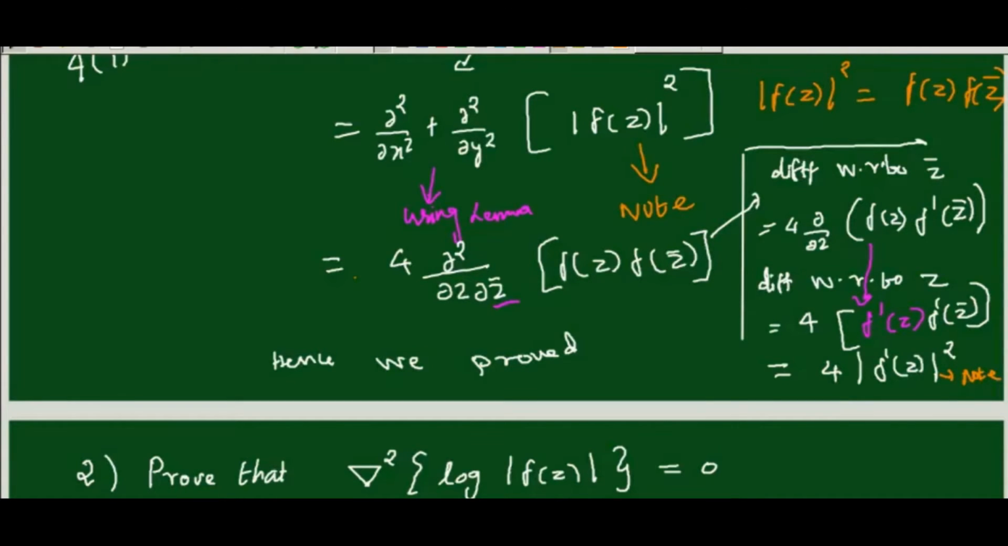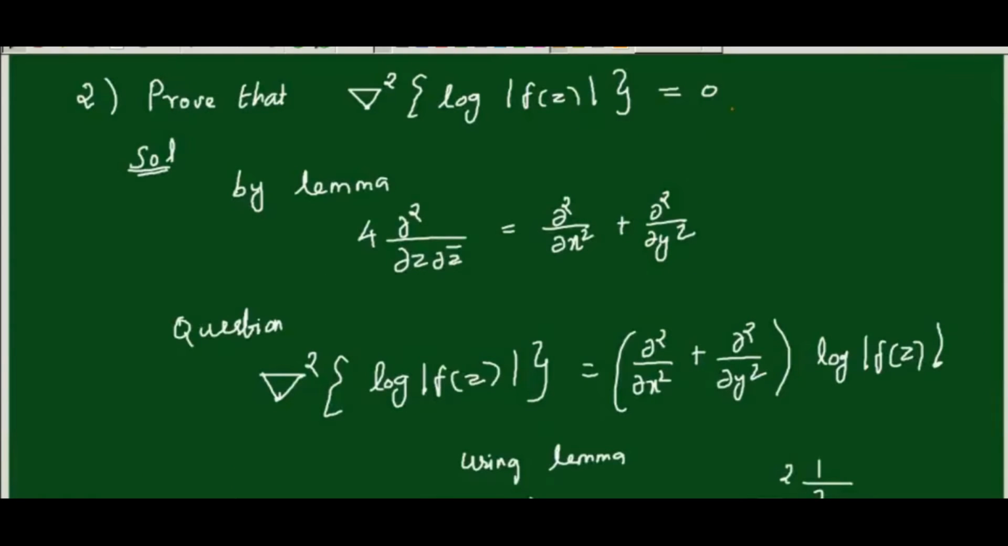Okay. So the next problem: del square of log of modulus f of z, which is equal to 0. So del square is nothing but, we know this lemma. Again, I'm using the same lemma. The lemma says 4 times dou square by dou z dou z bar, which is equal to dou square by dou x square plus dou square by dou y square.